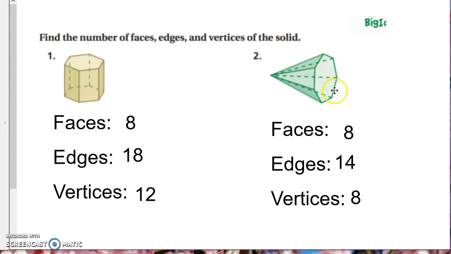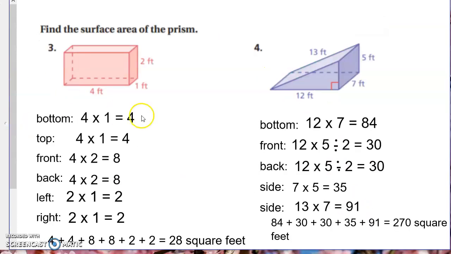This shape has a 7-sided shape on the bottom. So if I count the number of faces, there's 1 on the bottom and then 7 going around for a total of 8. Edges would be 7 going around and then 7 going up, and that is a total of 14 edges. Vertices would be 7 points on the bottom and 1 on top for a total of 8 vertices.